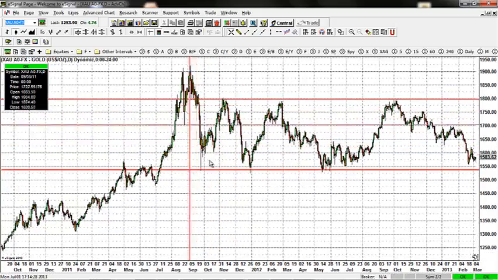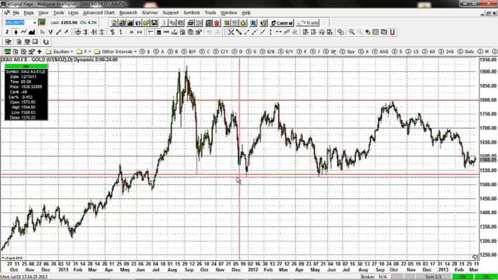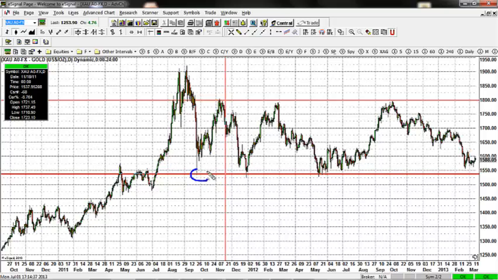What we can see is that the market developed a channel. The boundaries of the channel were between 1550, where you had support, and resistance at just below the 1800 level. This is a cash chart of gold. So this red line is your support and this top red line is your resistance.